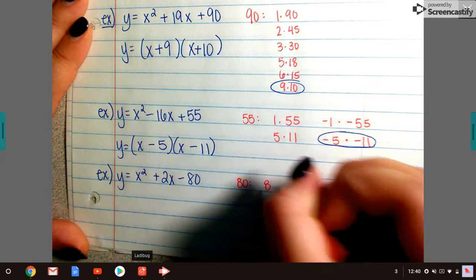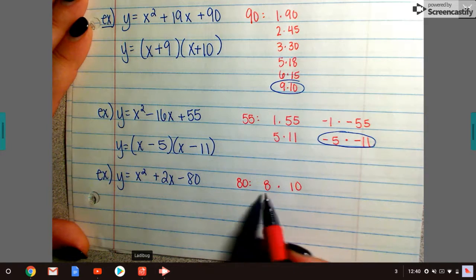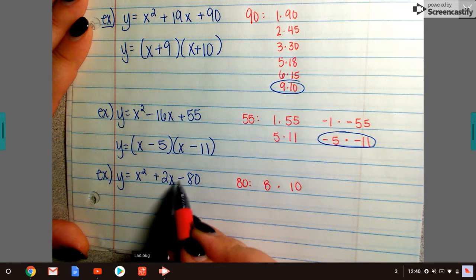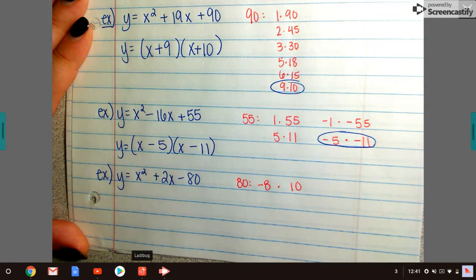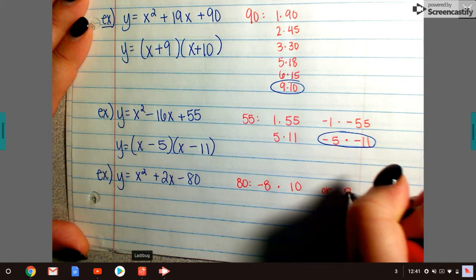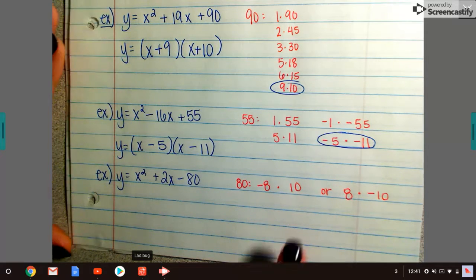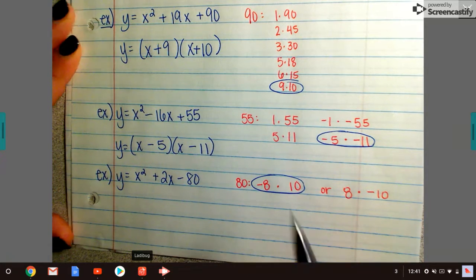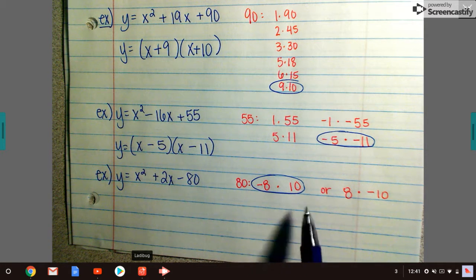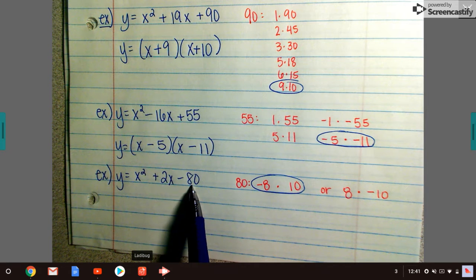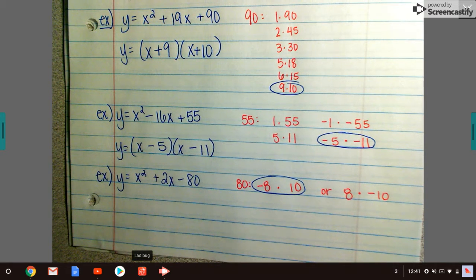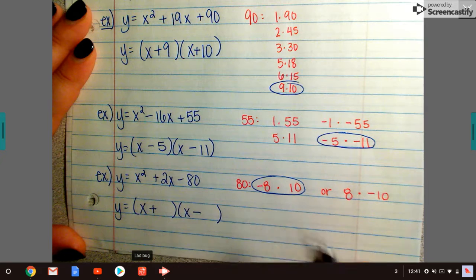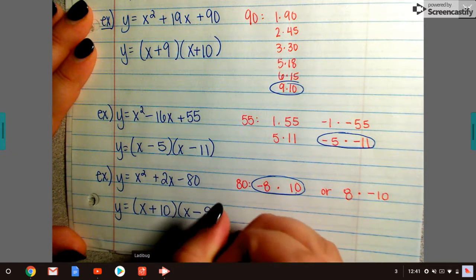How about 8 and 10? But not just any old 8 and 10. I need the answer to be positive. I need one of these to be negative because this is a negative 80. So either this is negative 8 and 10 or 8 and negative 10. Which one of these would add to make a positive 2? It would have to be this one, negative 8 and positive 10. So it's good to think about which setup you're talking about. If it's a negative C, then we need 1 positive, 1 negative. So the positive needs to be 10, and the negative needs to be 8.